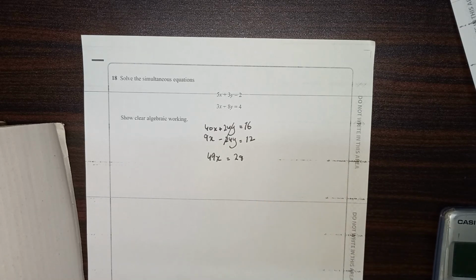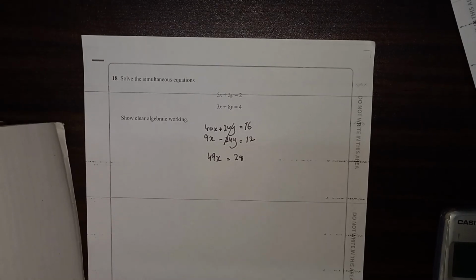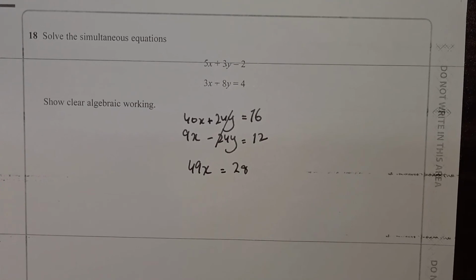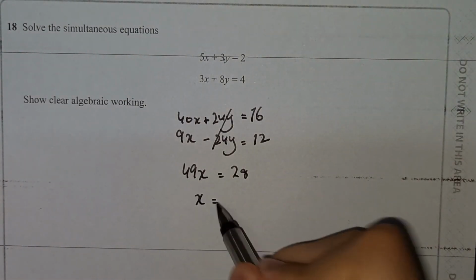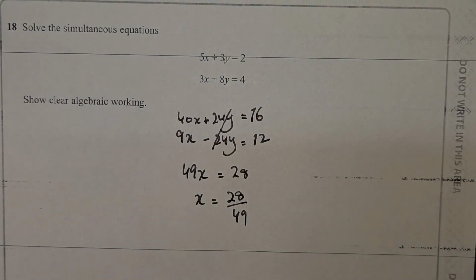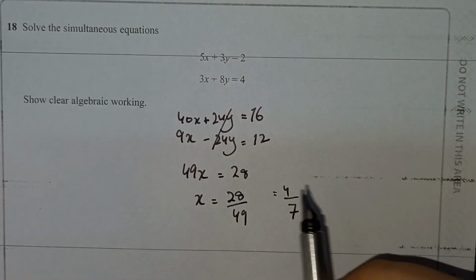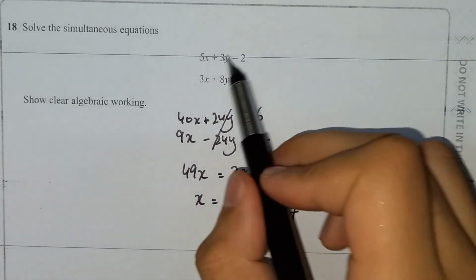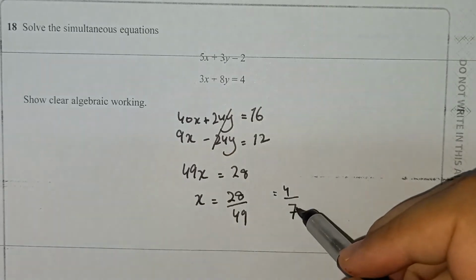28. So now simply we will find the value of x, which gives us 28 divided by 49. So 28 divided by 49 is 4/7, which is x.